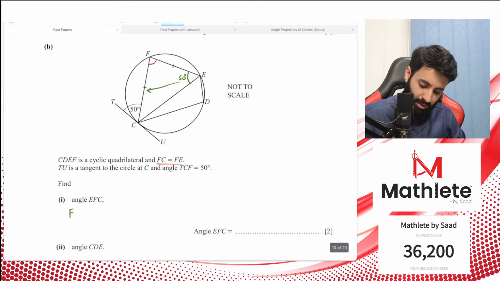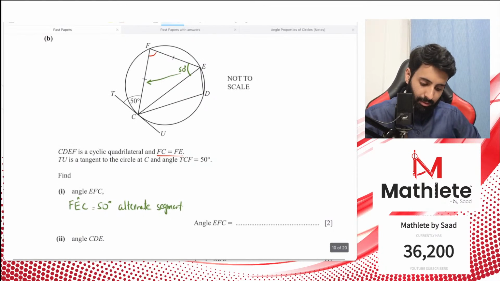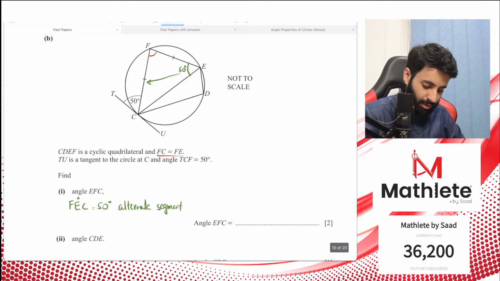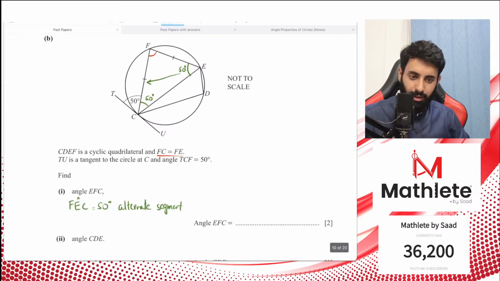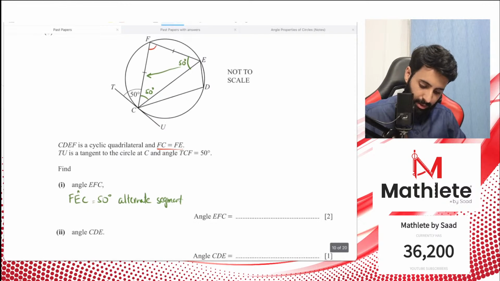So FEC is equal to 50 degrees, and why is that? Because of the alternate segment theorem. Now if this is 50 degrees, what does that mean? That means that this angle will also be 50 degrees, not because of a circle property, but because we are looking at an isosceles triangle. So now we can finally find out what we want by taking 180 and subtracting 50 and 50. So the answer is equal to 100 degrees.